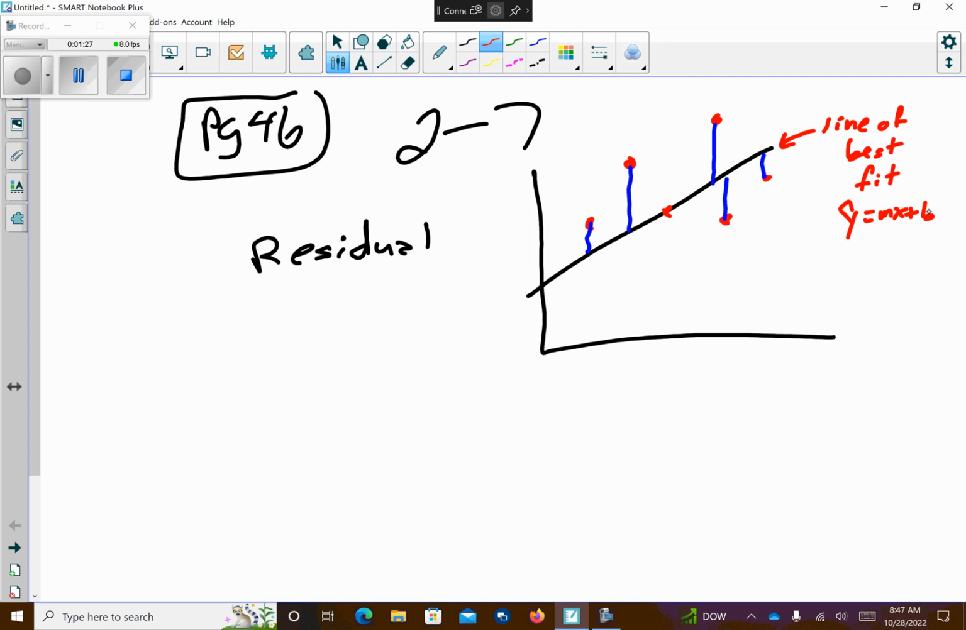So if we are above, these are positive values. If we're below, these are negative values. Okay? So that's basically the idea. If you're above the line, you're talking about a positive value. If you're below the line, it's a negative value. The line of best fit is used to try and predict outcomes.